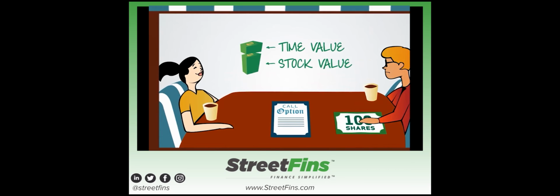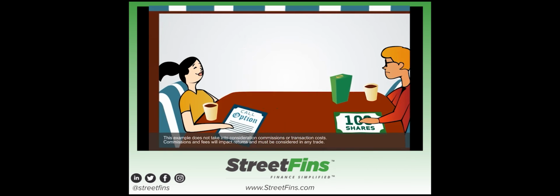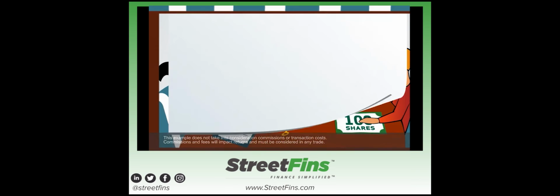This premium gets credited to the seller of the call option and helps to partially offset the original purchase price of the stock. For this example, let's assume the total premium is $100. Our buyer pays the $100 and purchases the contract. Now, let's examine what could happen to this investment.